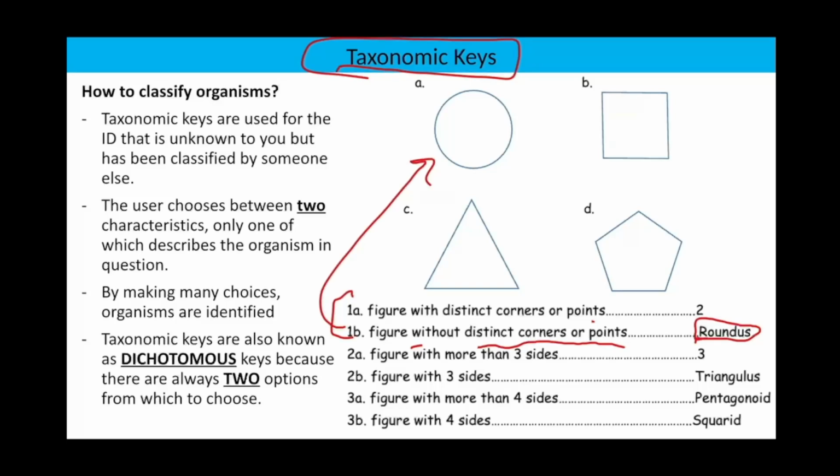But what if it did? Well, let's say we started here, figure with distinct corners or points. We would go to number 2. Well, figure with more than 3 sides or figure with 3 sides. Well, let's say the figure has 3 sides. Well, then the name is triangulus. So you can have a dichotomous key to help you figure out what an organism's classification is.